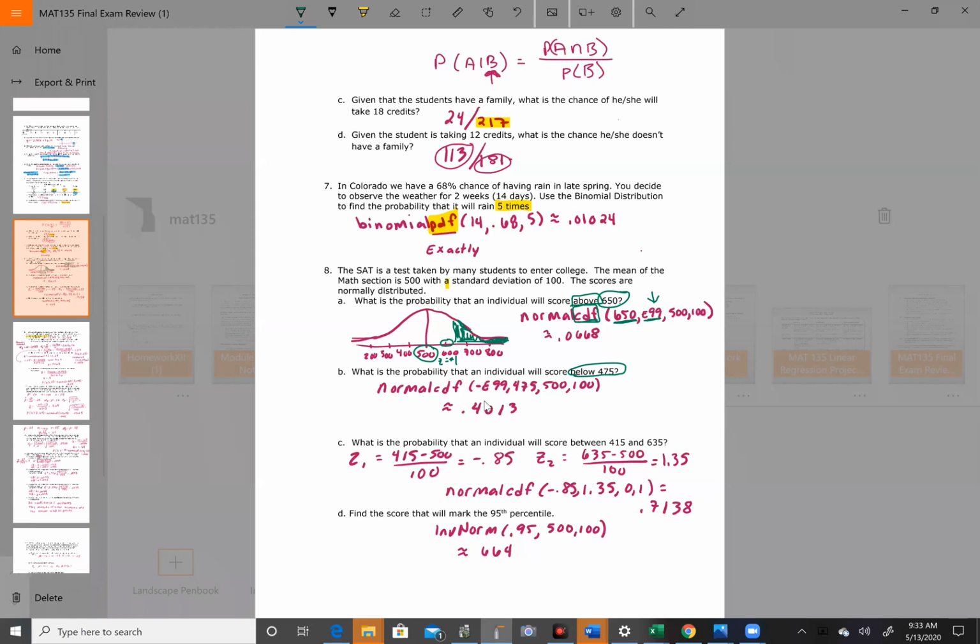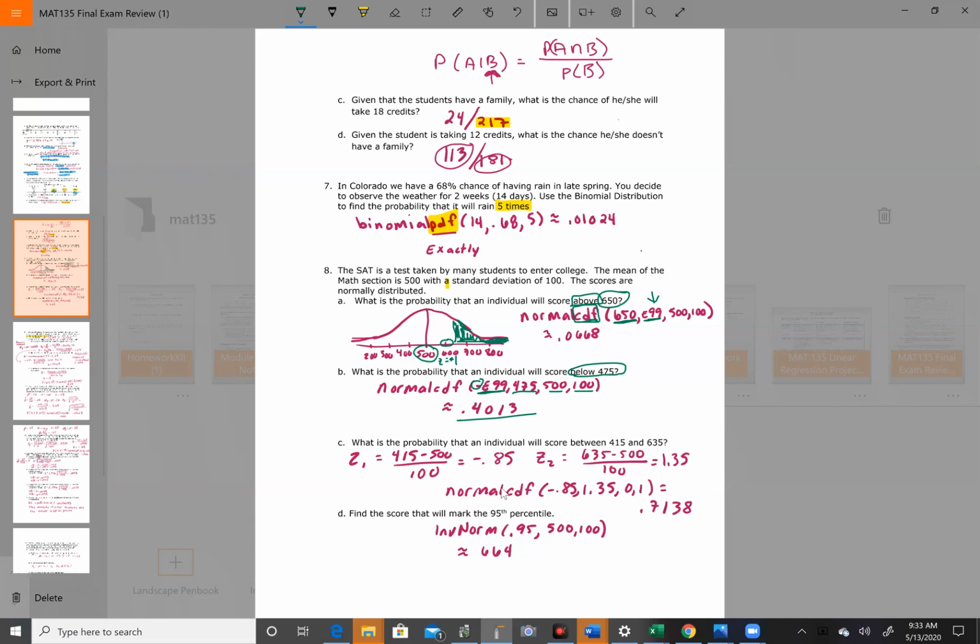What is the probability that an individual will score below 475? You just do the same exact thing, but you change it. Your lower bound is going to be negative infinity. The upper bound is 475. You have the same mean, and you have the same standard deviation.